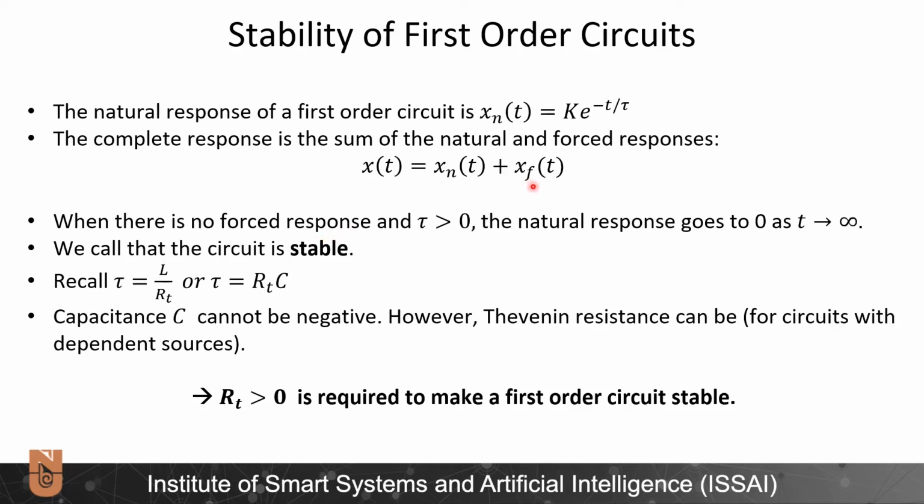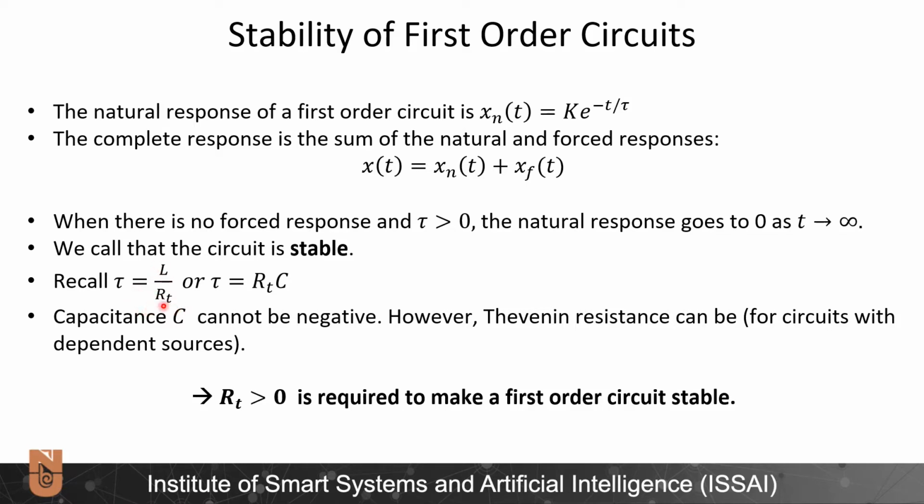When there is no forced response, in other words, the input to the circuit is 0, and if the tau time constant is greater than 0, then the natural response goes to 0 as t goes to infinity. We call these types of circuits stable. These stable circuits only dissipate energy over time and therefore do not accumulate a high amount of energy. Now, how can a circuit be unstable?